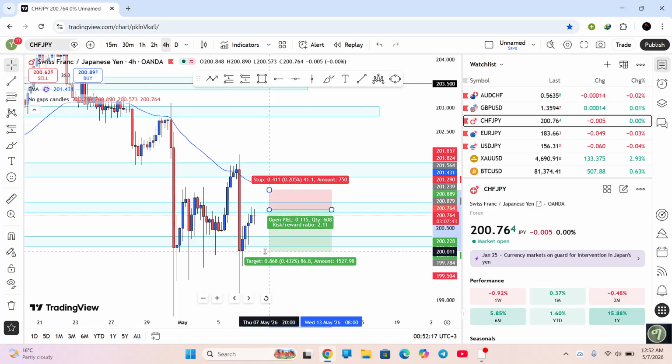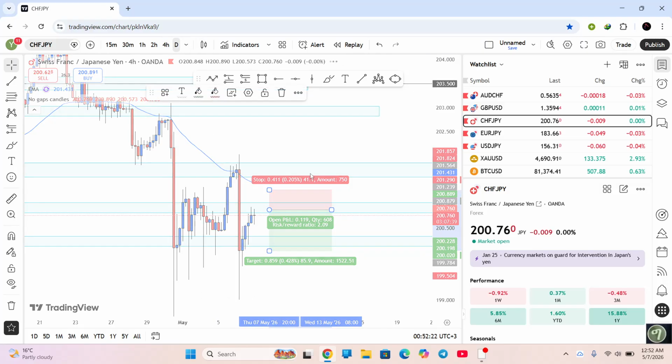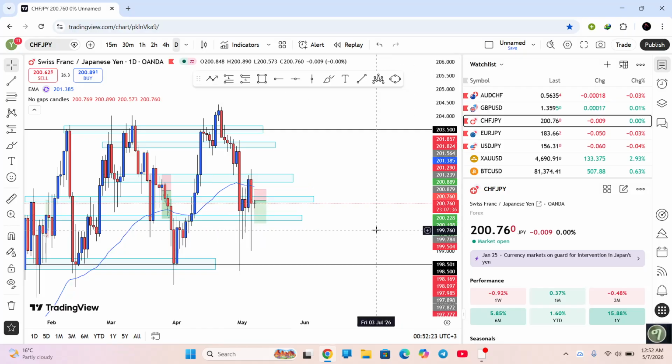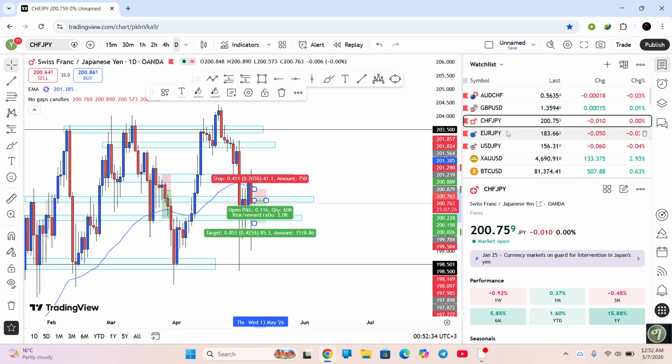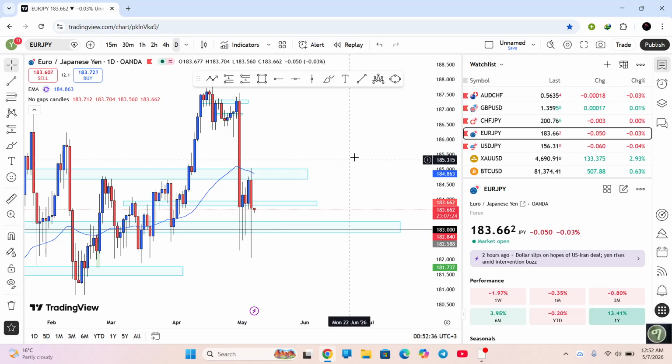My first take profit level will be around this level, and my final take profit is going to be the downside of this week. I do expect for price to fill it, so something around this level. That's my final take profit. So we're gonna wait.